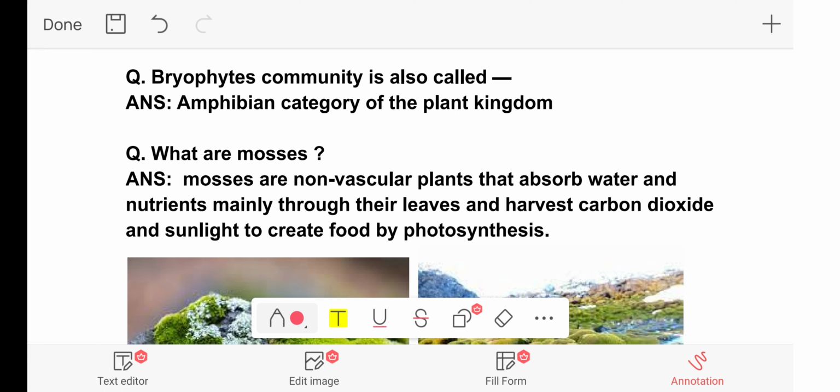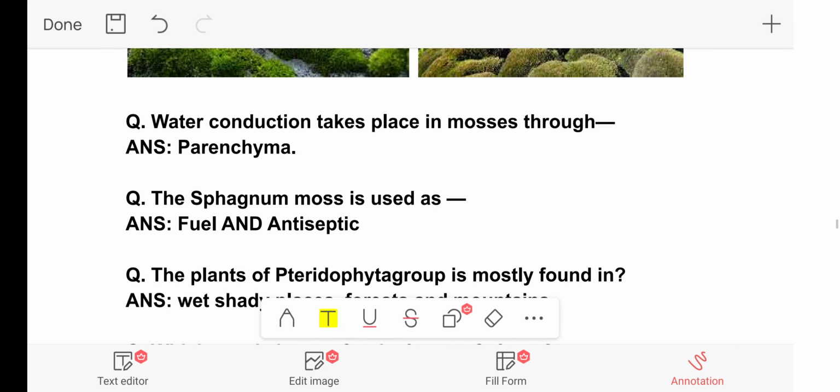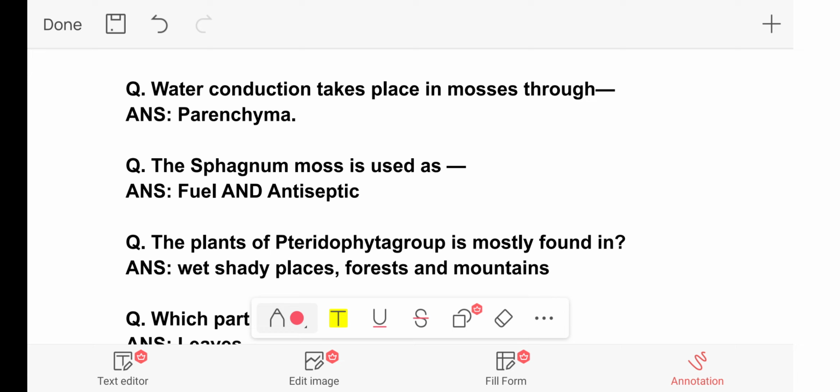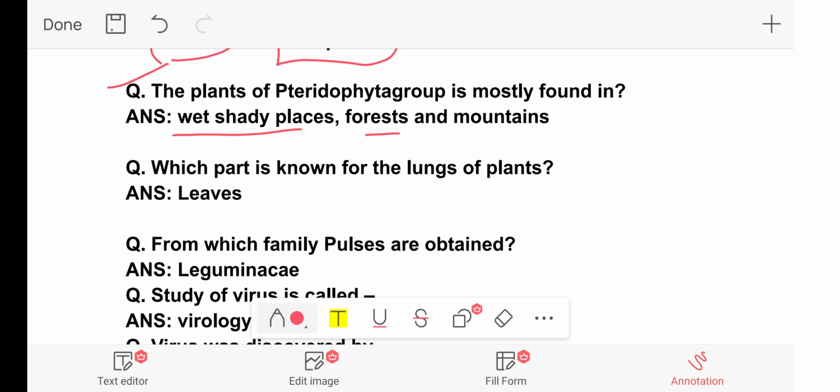What are mosses? Mosses are non-vascular plants that absorb water and nutrients mainly through their leaves and harvest carbon dioxide and sunlight to create food by photosynthesis. You can see in the picture here mosses have. Water conduction takes place in mosses through, and the answer is parenchyma. So water conduction in the mosses takes place through parenchyma. Next question. The sphagnum moss is used as fuel and antiseptic. Next, the plant of Pteridophyta group is mostly found in, and the answer is wet, shady places, forests, and mountains.